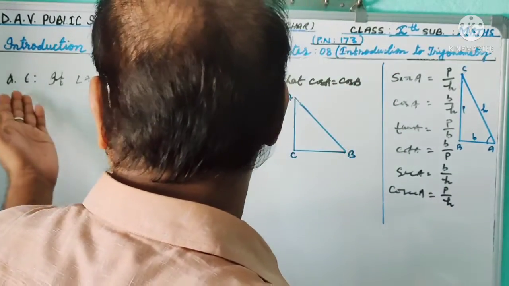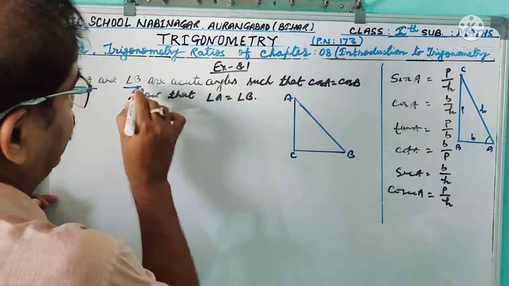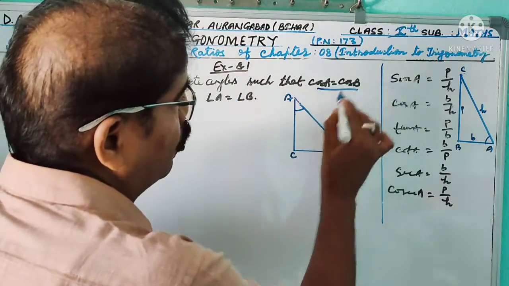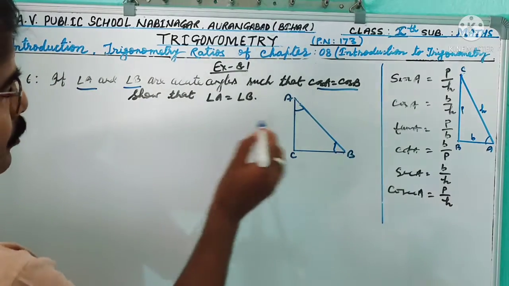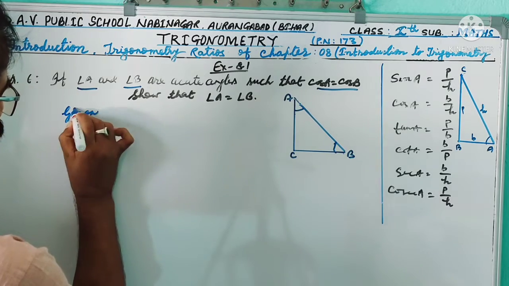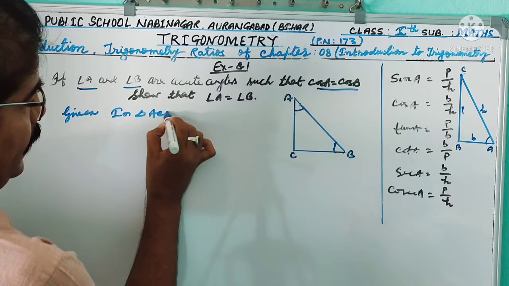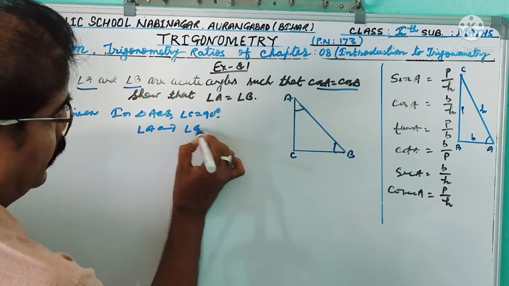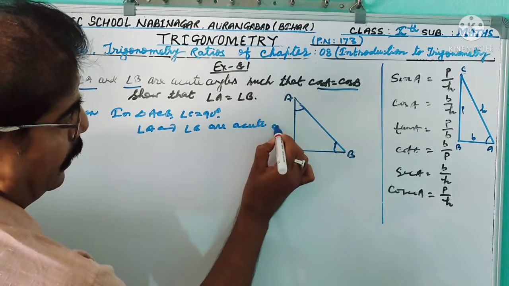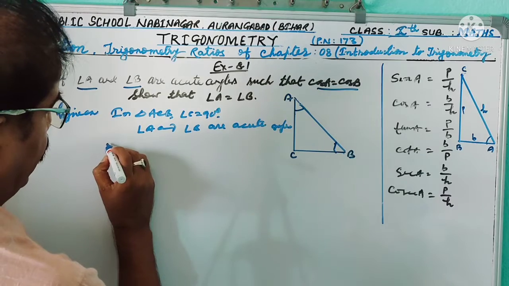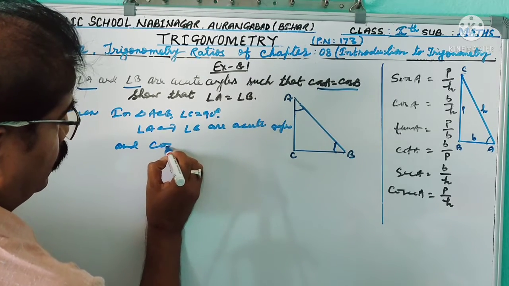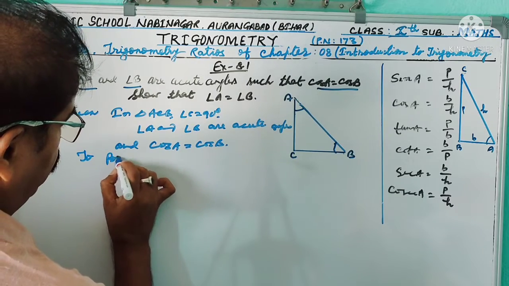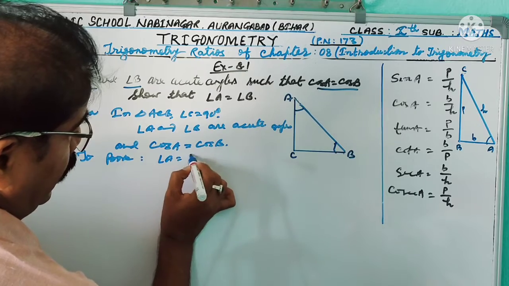Your question 6 is, if angle A and B are acute angles such that cos A equal to cos B. Given that in triangle ACB at C equal to 90 degree and angle A and B are acute angles such that cos A equal to cos B. So to prove angle A equal to angle B.